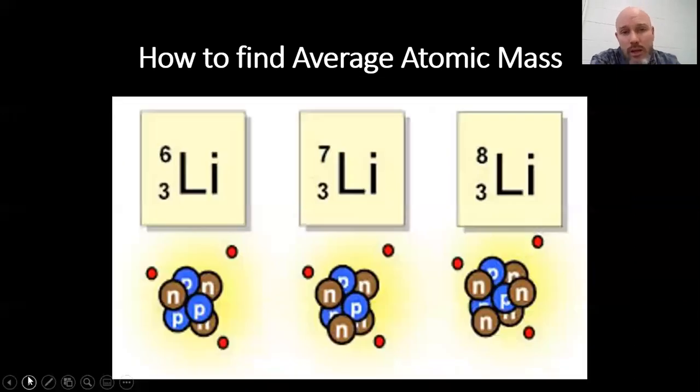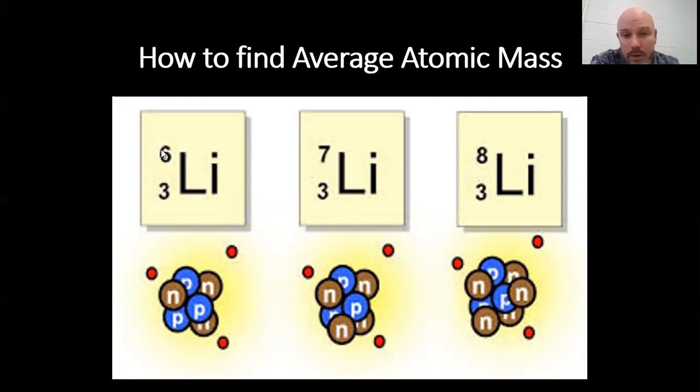Again, an isotope is a different version of that atom that has the same number of protons but a different number of neutrons. So lithium, this bottom number, this is isotopic notation. This bottom number is very important. Lithium always has to have an atomic number of 3, because if lithium does not have 3 protons, it's not lithium. The protons give the identity to that element.